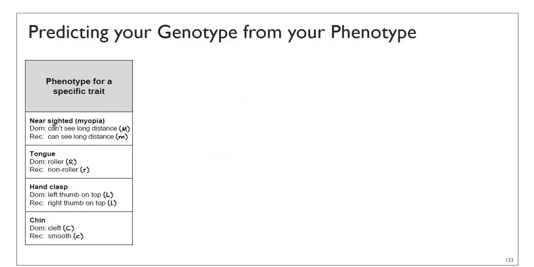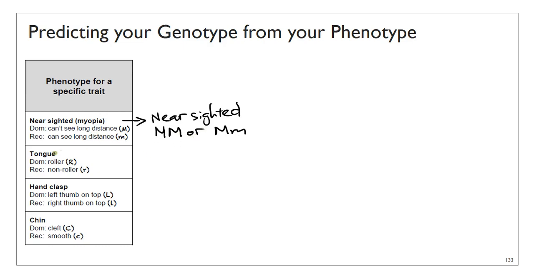So this is the first trait, nearsighted. The dominant phenotype is that you can't see long distance, and the recessive is that you can. Now my phenotype is nearsighted. Because my phenotype is the dominant phenotype, I actually cannot predict exactly what my genotype is, but I know that it is either big M, big M, or big M, little m. Everyone in my family is short-sighted, so I think that's an indication that it is a genetic condition.